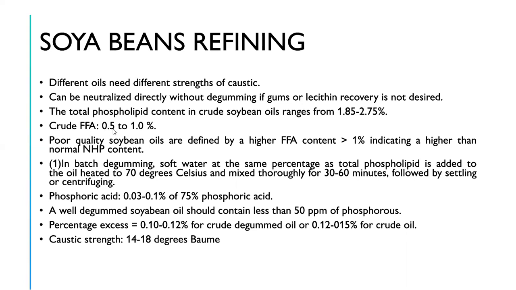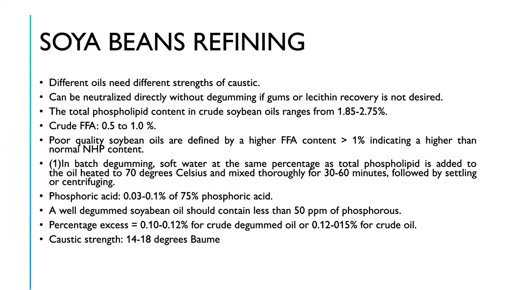Then FFA is between 0.5 and 1%. Poor quality soybean oils are defined by a free fatty acid content of greater than 1%, indicating a higher than normal non-hydratable phosphatides content. So once your FFA is greater than 1% for soybeans, and similarly for canola, you know that it's not of good quality.